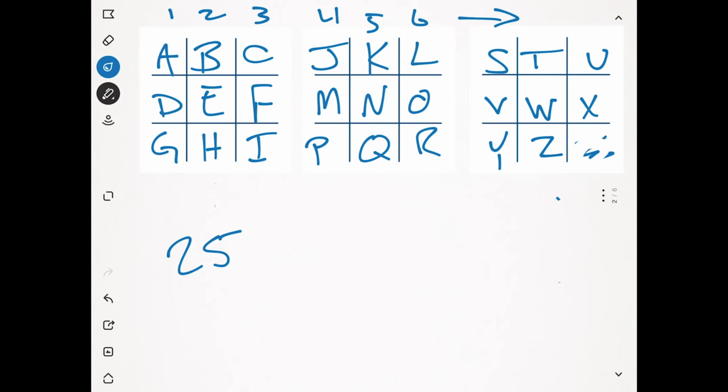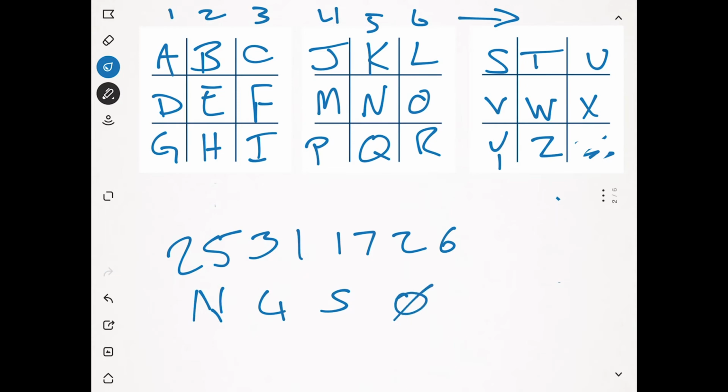25, that's row 2, column 5, that's an N. Followed by 31 is a G. 17 is an S. That's not spelling a word. I'm just picking ones out. 26, that's an O. You can combine the two systems. There's nothing saying you can't.